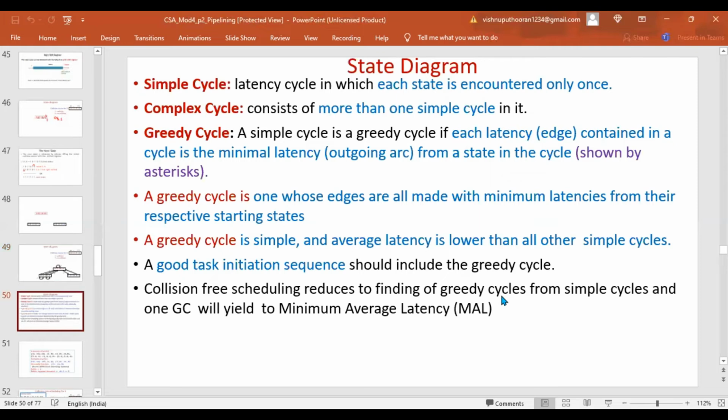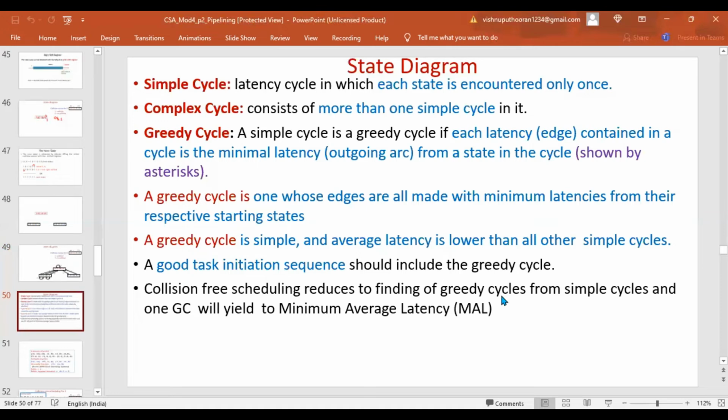And we need to find the simple cycle and greedy cycle. A simple cycle is a latency cycle in which each state is encountered only once. If a particular state is encountered only once, then it is a simple cycle. A complex cycle consists of more than one simple cycle. A simple cycle is greedy if each latency contained in the cycle is the minimal latency from a state in the cycle.